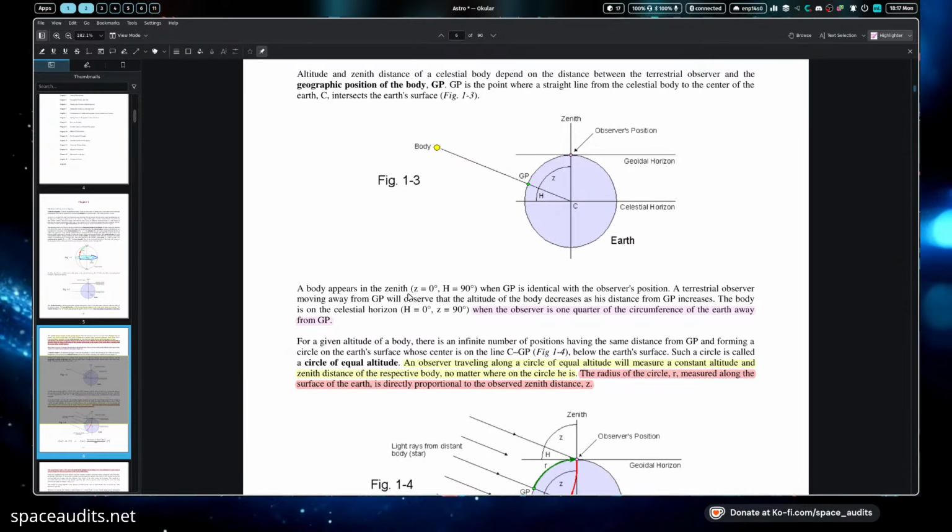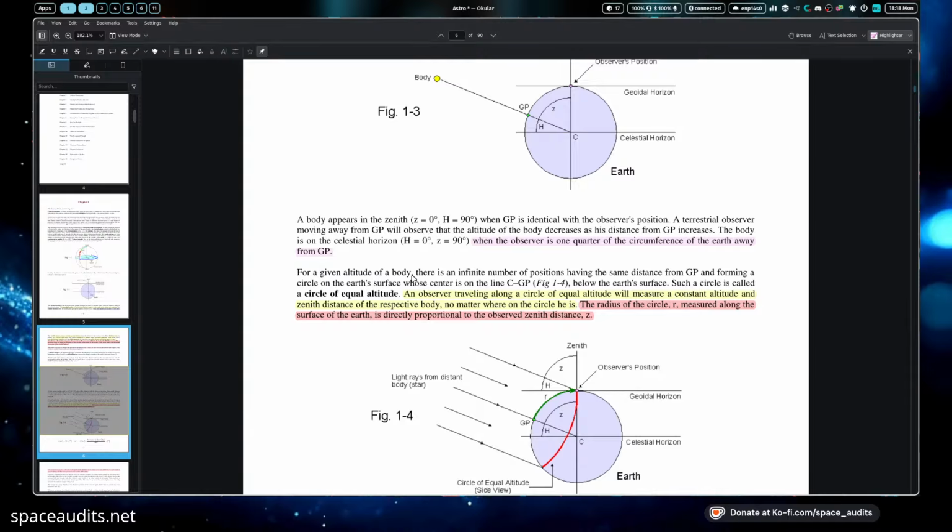A body appears to be at the zenith when z equals 0 degrees and the angular height above the visible horizon equals 90 degrees, when the GP is identical to the observer's position. A terrestrial observer moving away from the GP will observe the altitude of the body decrease as his distance from the GP increases. The body is on the celestial horizon when the angular height above the horizon equals 0 and its zenith distance is 90, when the observer is 1/4 circumference away from the GP.